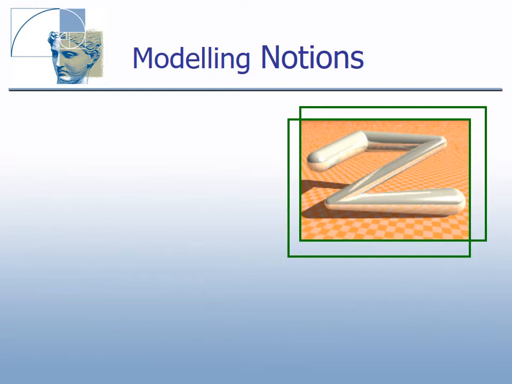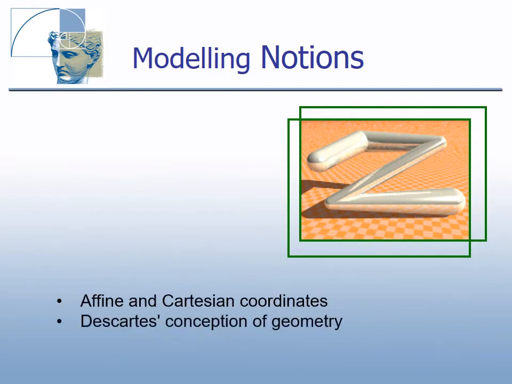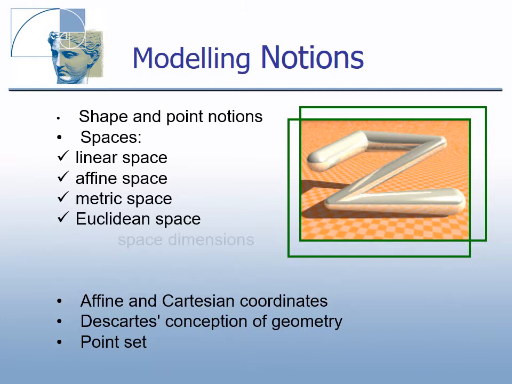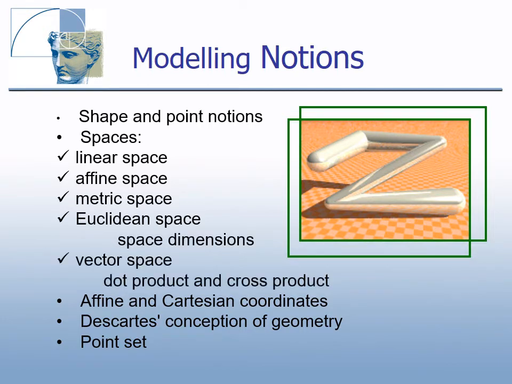This is a detailed list of notions we need to recall from linear algebra and analytical geometry. There are affine and Cartesian coordinates, Descartes' conception of geometry, point sets, shape and point notions, spaces, linear space, affine space, metric space, Euclidean space, space dimensions, vector space, dot product and cross product. So, one can start remembering some boring lectures from the first courses of high school. And yes, geometric modeling is the place where all these concepts can be useful.